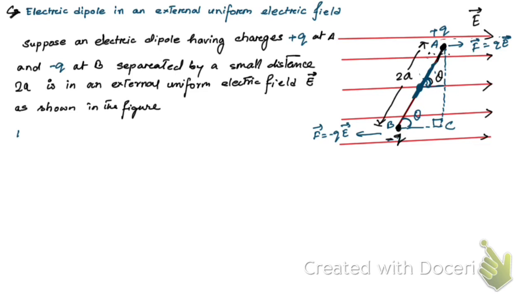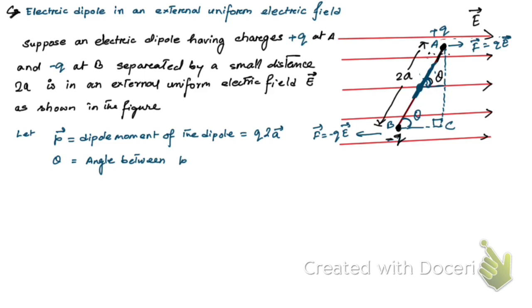So let me consider that P is the electric dipole moment of the electric dipole, which is equal to Q into 2A, and theta be the angle between vector P and E.